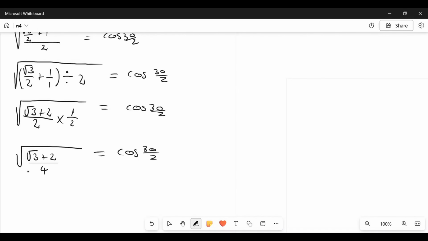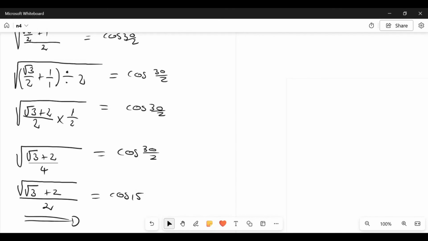Right. So if you look at this, the square root of 4, which is our denominator, is going to be 2. So we can write this answer like this: the root of root 3 plus 2, all divided by 2. And this is equal to cos, what is 30 divided by 2? It's going to be 15. So this is our final answer, guys. Don't go further than this. If you go further than this, it's going to give you a decimal answer. So we rather leave it like this. Besides, it was out of 6 marks.